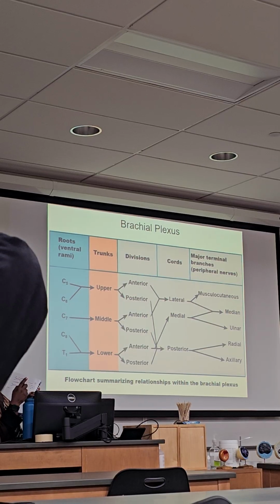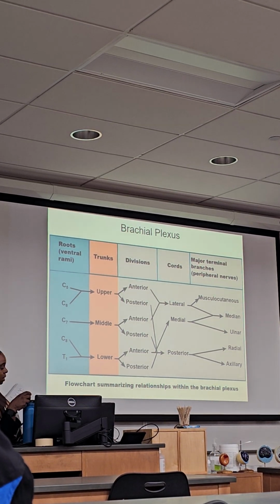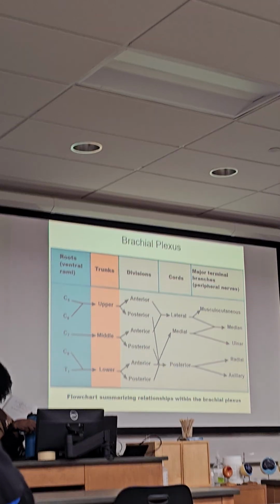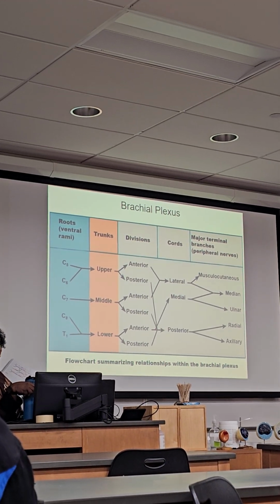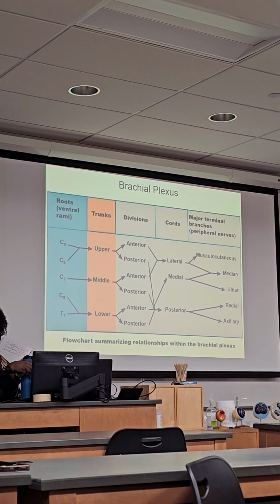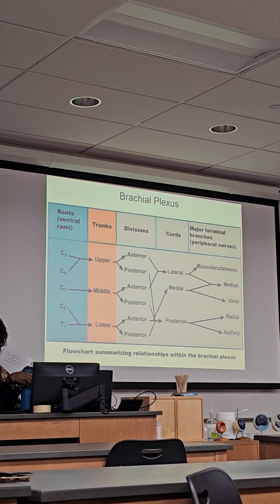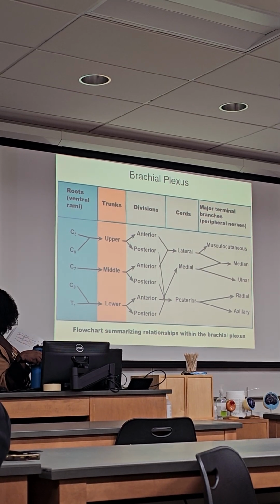So let's read down your cord column. Should say lateral, posterior, medial. Over in your division column, all the green lines are posterior divisions. All the purples are anterior divisions.